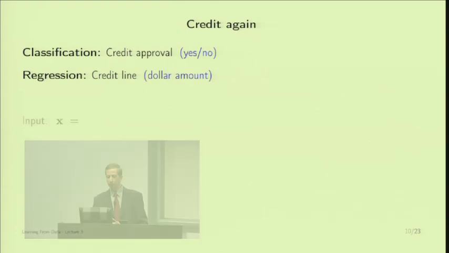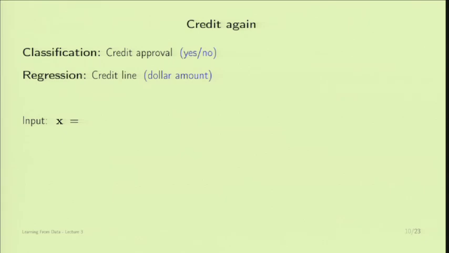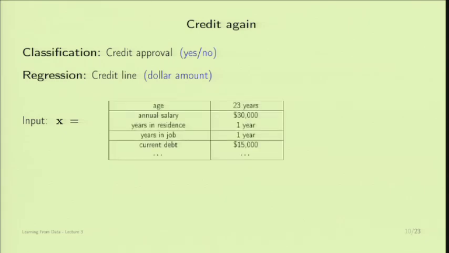Now you take the input. This is the same input as we had before, data from the applicant that are related to the credit behavior, so the age, the salary. I suspect that the salary will figure very significantly now when you are trying to tell the credit line. Because if someone is making $30,000 a year, you probably are not going to give them a credit line of $200,000. So you can see that this will probably be affected.